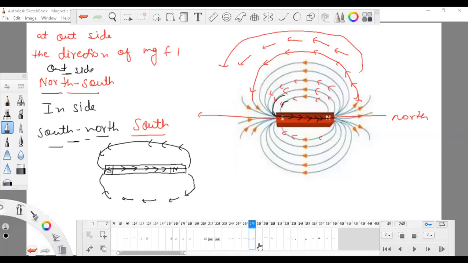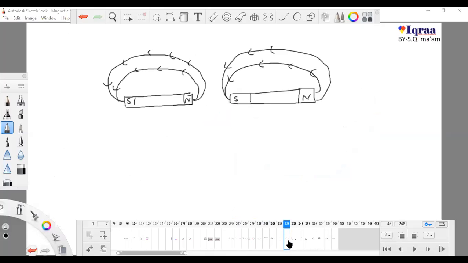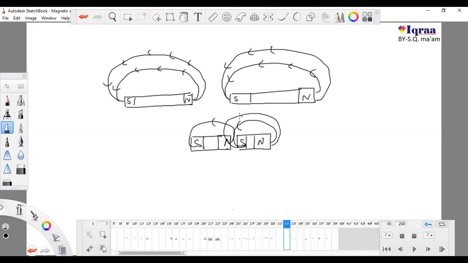The second thing I'm going to tell you is that two magnetic field lines never intersect each other. What does it mean? These are two magnets, south and north, and they have their separate magnetic fields. But if I make them close enough, this is south, this is north, this is south, this is north, here is its field line, and here is its field line, and if I draw more field lines, they will look like this.